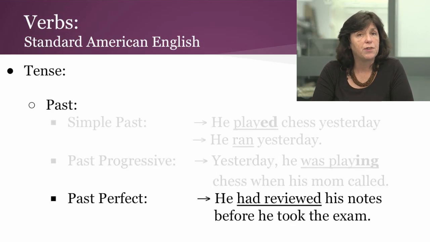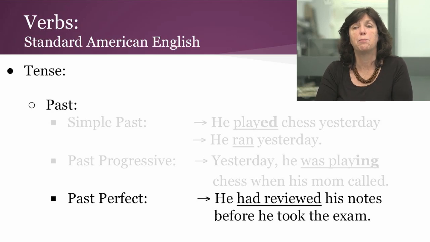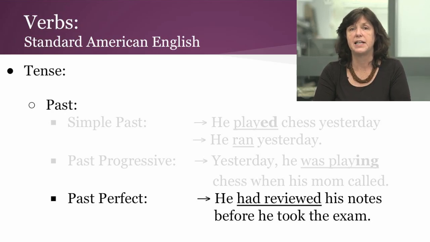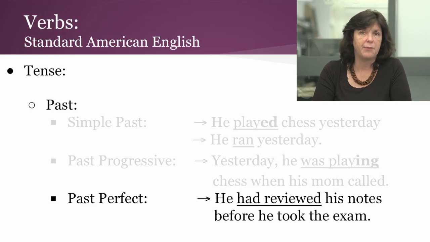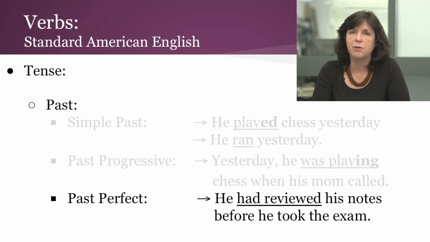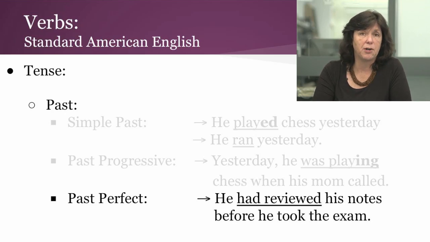The past perfect form expresses actions, states, or occurrences that happened before a particular action or event in the past, as in he had reviewed his notes before he took the exam. The past perfect is formed by combining the auxiliary verb had with the past participle.